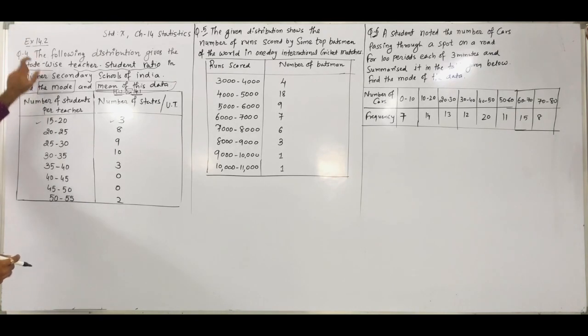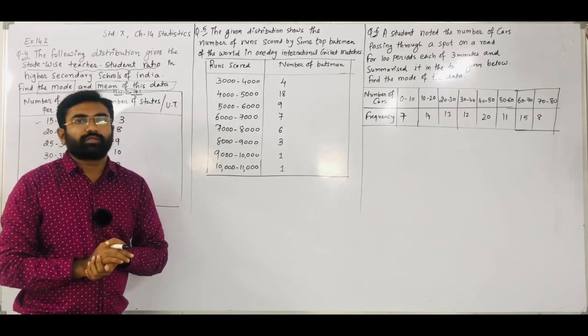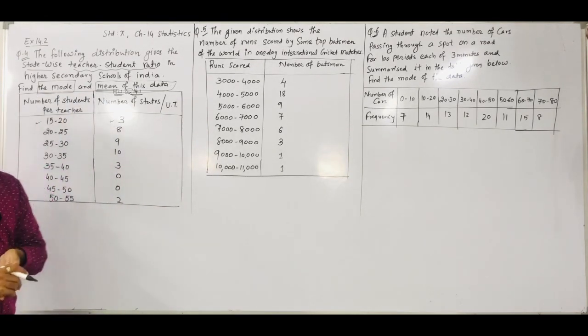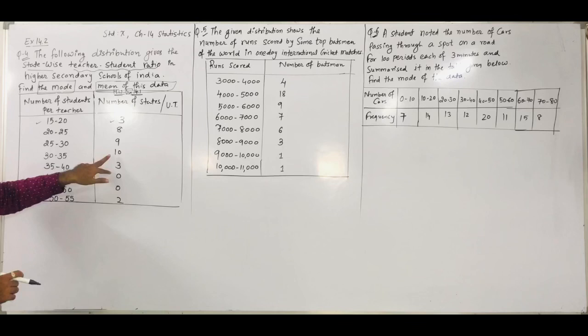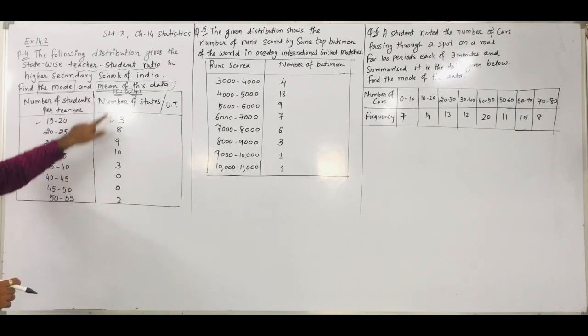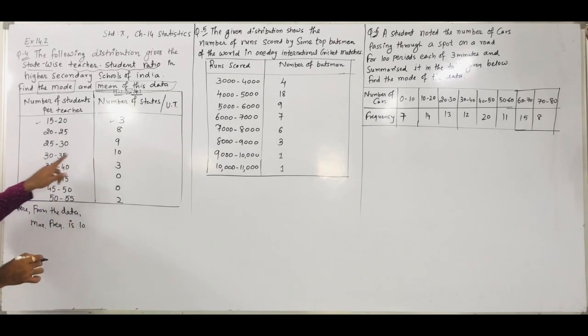Okay, so in exercise 14.2 right now we have to solve using the mode. So how can we find the mode? For that we require the model class. And how can we define the model class? We have to check which is the maximum frequency. So the maximum frequency is 10, right? From the given data, we can write the greatest frequency is 10. So 10's corresponding class is 30 to 35.